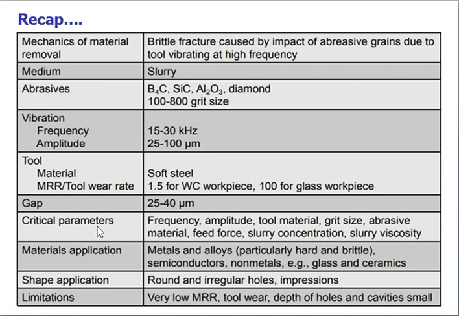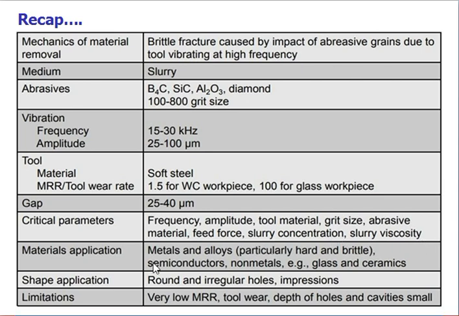Next, what are the critical parameters that we should consider for ultrasonic machining? Already you are aware of so many parameters, but right now we are going to summarize the critical parameters. The first thing that comes to mind is the frequency. Next comes the amplitude. Next we are talking about the tool material. Next, grit size, abrasive material, feed force, slurry concentration, slurry viscosity.